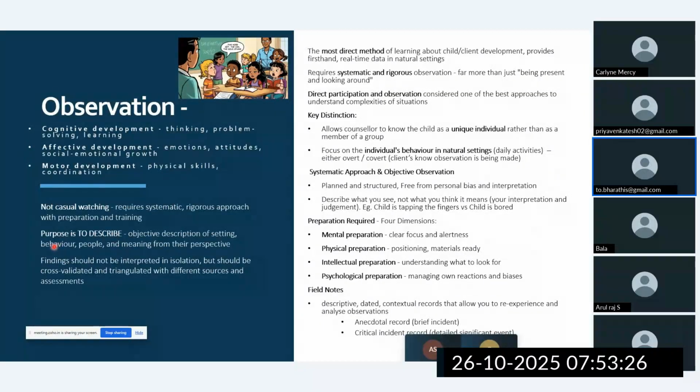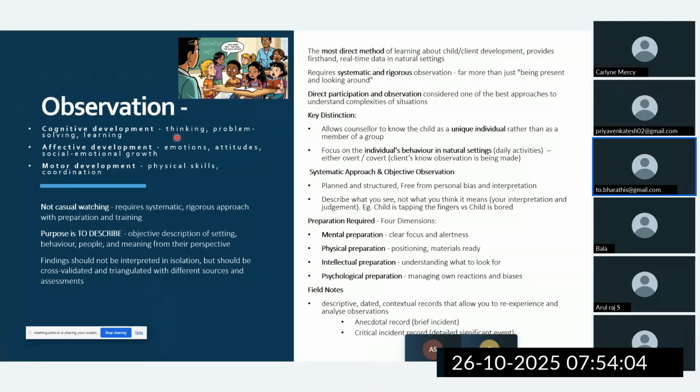So observation is the most direct method, right? You see it, you observe it, and you use that for your interpretation. What is the problem? What is an opportunity? So what are the things we can observe, right? If it is going to be in the class, what are things I can do? How is the cognitive development in place? I will take an example here of a child. How is the thinking? How is the problem solving? How is the learning? And whether the emotions, attitudes, social, emotional growth, all these are aligned. How are their physical skills? I can observe everything and I can give a holistic view.